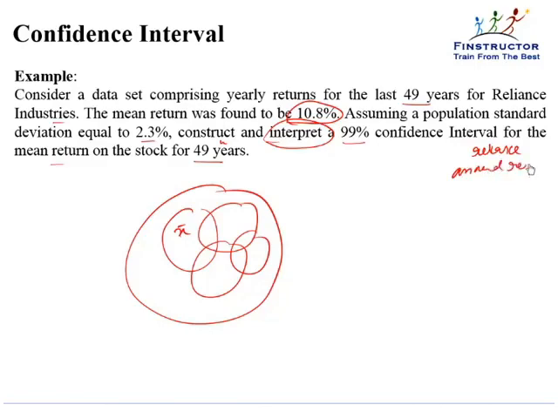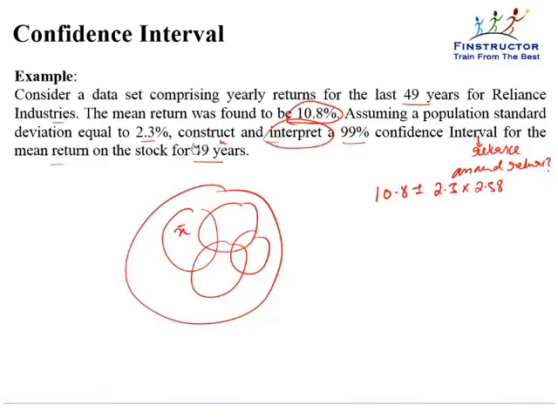If the question was to construct a confidence interval for the Reliance annual returns, then it would be 10.8 plus minus the standard deviation, that is 2.3 into 2.58. Because in 1 year, dispersion can be a lot. Like we studied, the original population can have a higher dispersion as compared to the sampling distribution.